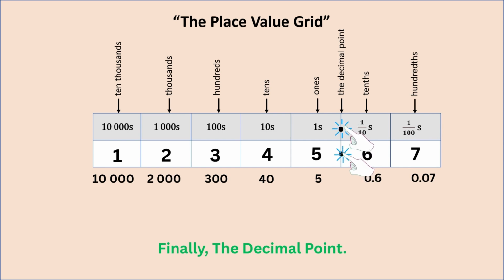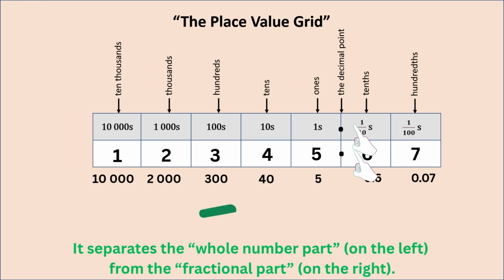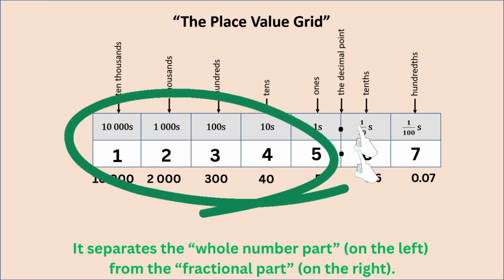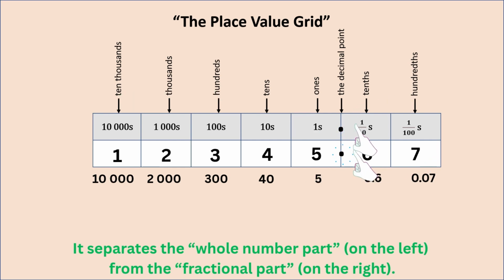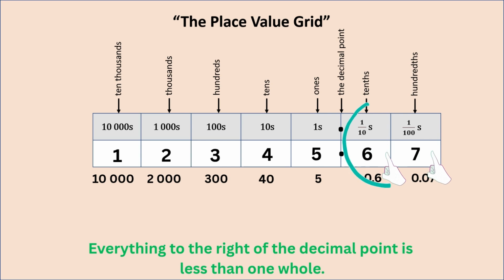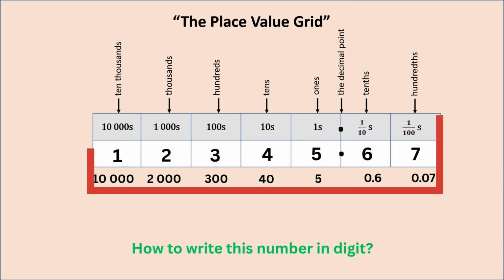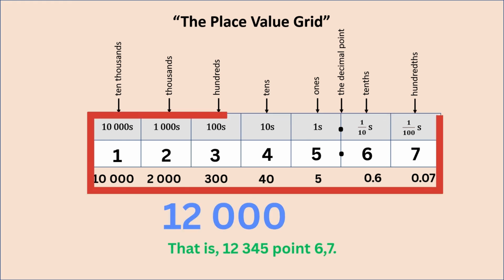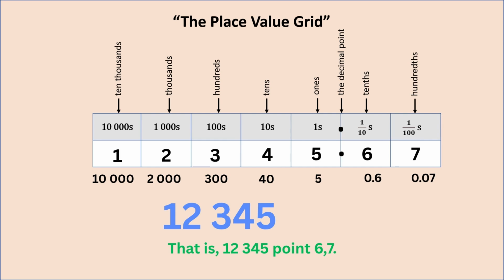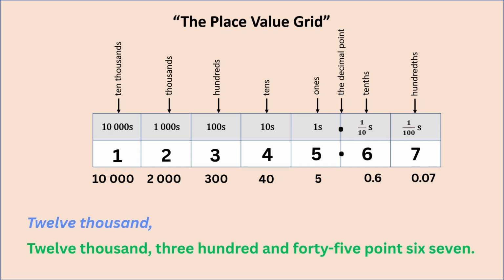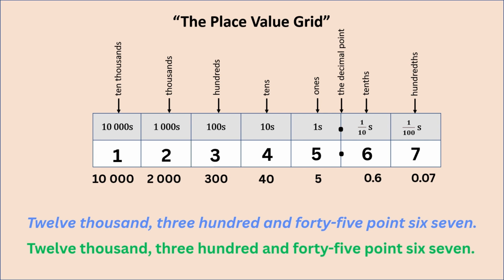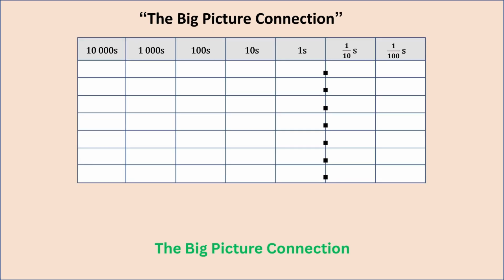Finally, the decimal point. This is the most important marker. It separates the whole number part on the left from the fractional part on the right. Everything to the right of the decimal point is less than 1 whole. How do you write this number in digits? That is 12,345.67. What is it in words? 12,345.67.